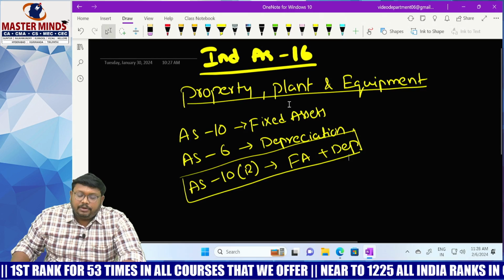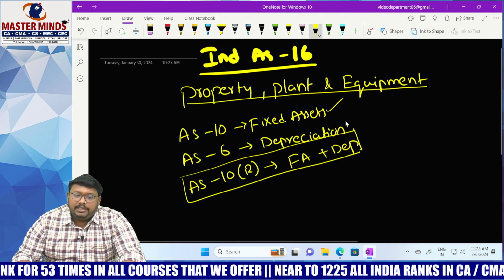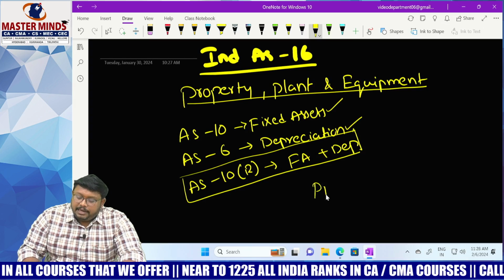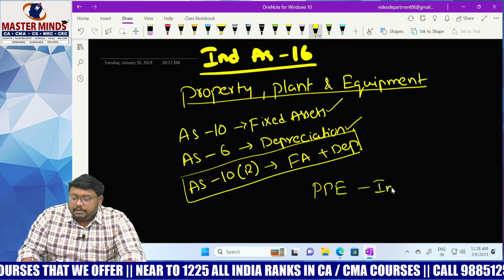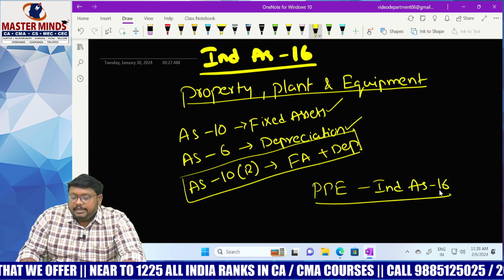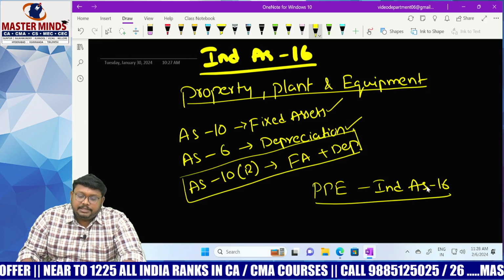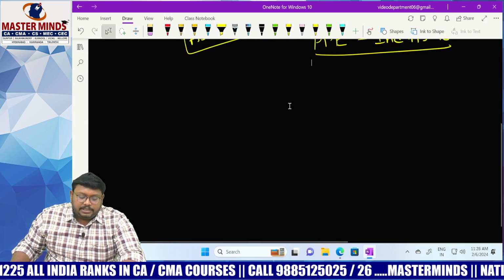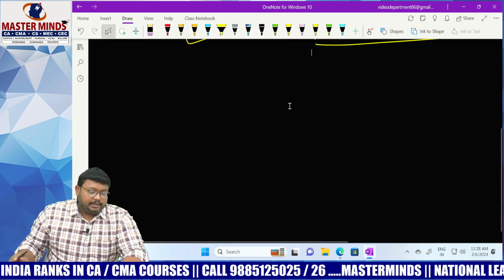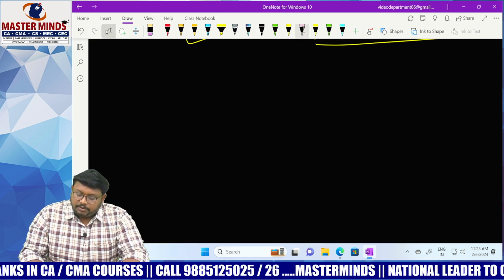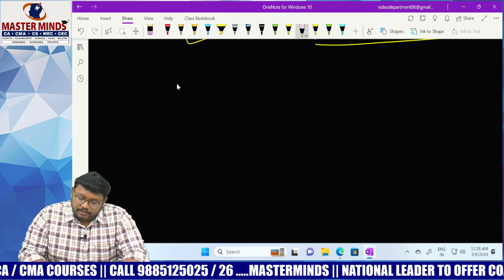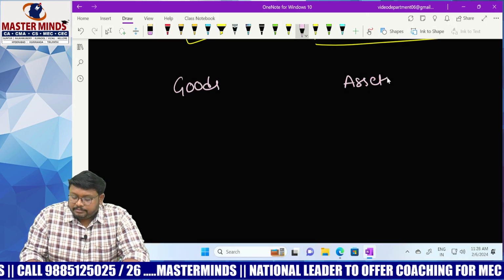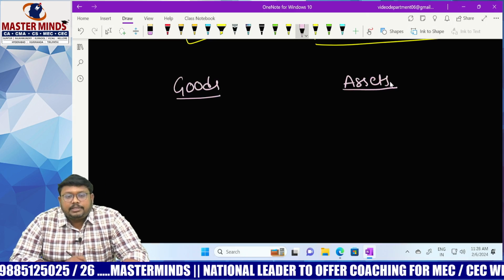In this property, plant and equipment also, the aspects relating to fixed assets will be there and the aspects relating to depreciation also will be there. So Ind AS 16 generally deals with fixed assets as well as depreciation. Okay. Before going into the topic, let us check what we know about the basics relating to goods and assets. What do you mean by goods and assets? What is meant by goods? What is meant by assets?